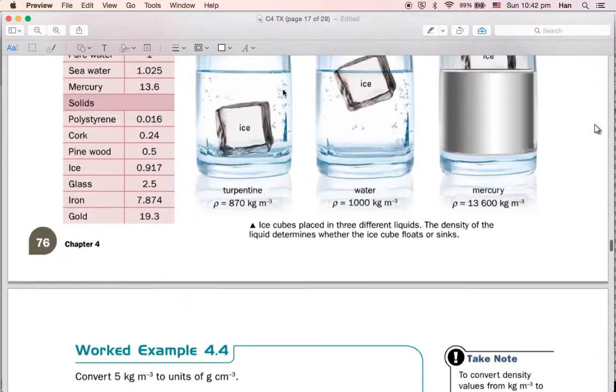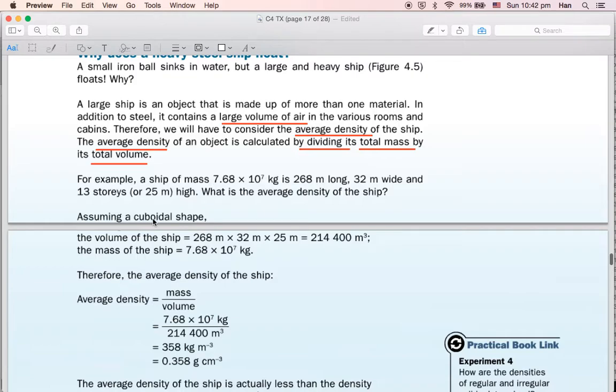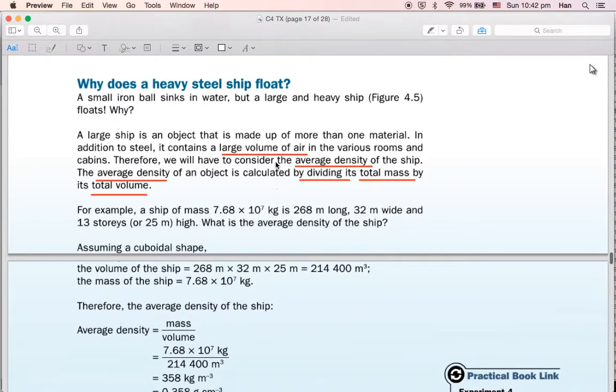As you can see here from the table, if water takes over air, look at water. What is the density of pure water? That's the density of pure water. Water takes over air, which has a much lower density, so the density of the ship increases, which is why it sank. So why does a ship float again?